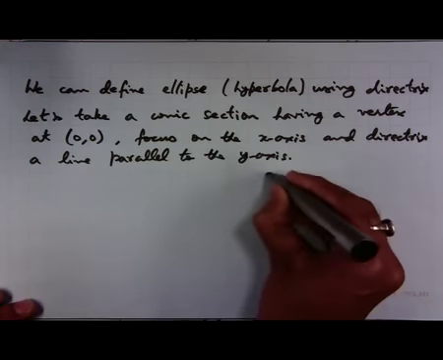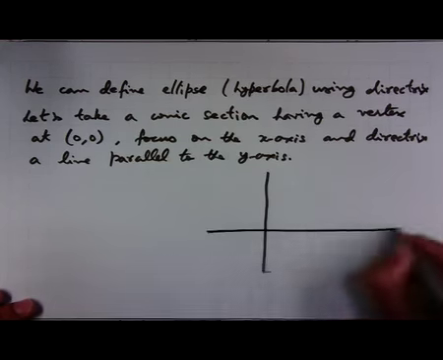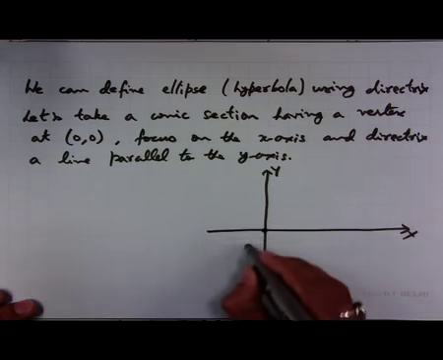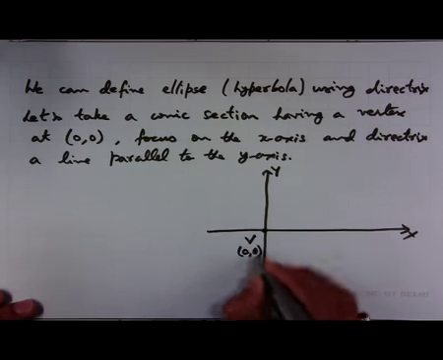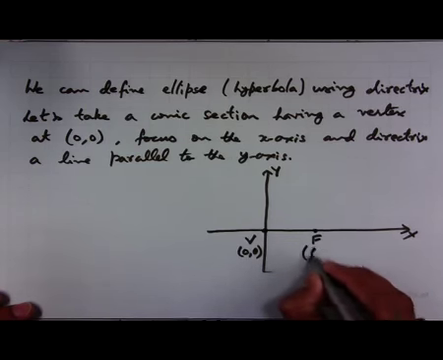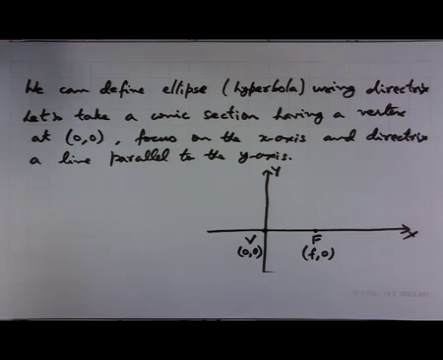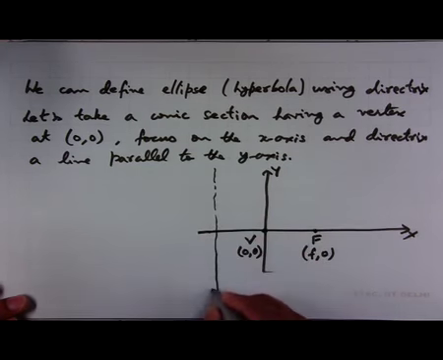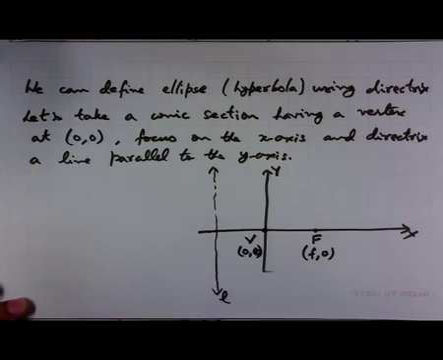So, we have x axis and y axis. We take a vertex V (0, 0). Let us take focus to be this point with coordinate (f, 0), and let us take a line L. What is the equation of this line? This line is x equal to some alpha.